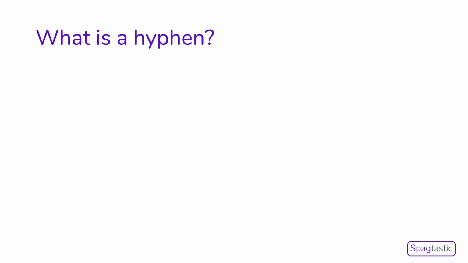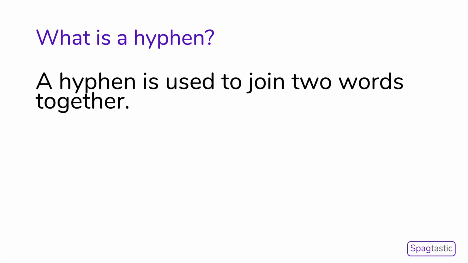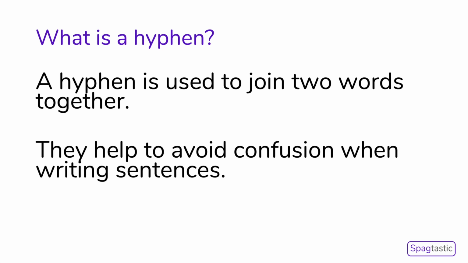Let's start by thinking about what a hyphen is. A hyphen is a type of punctuation mark that is used to join two words together. Hyphens help to avoid confusion, or in other words, avoid ambiguity when writing sentences. A hyphen looks like this. It is similar to a dash but shorter.